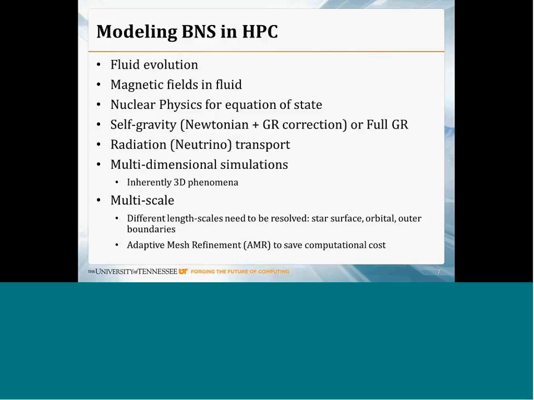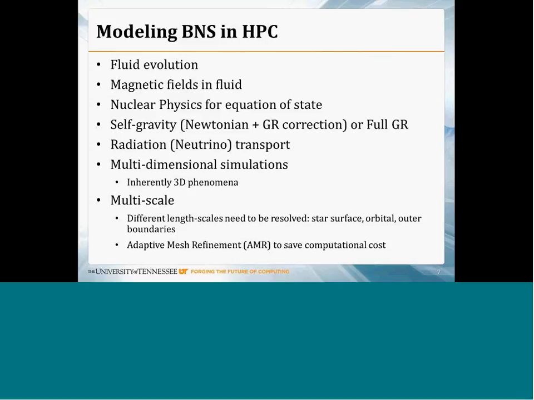It requires some sort of self-gravity treatment, either Newtonian with some general relativistic correction, or a full general relativistic implementation in your code. Hopefully, we have some radiation transport, and this is an inherently three-dimensional phenomenon, so you need your code to be able to handle 3D.